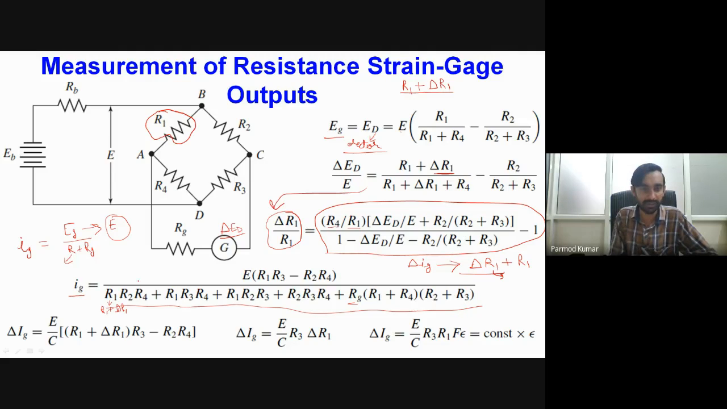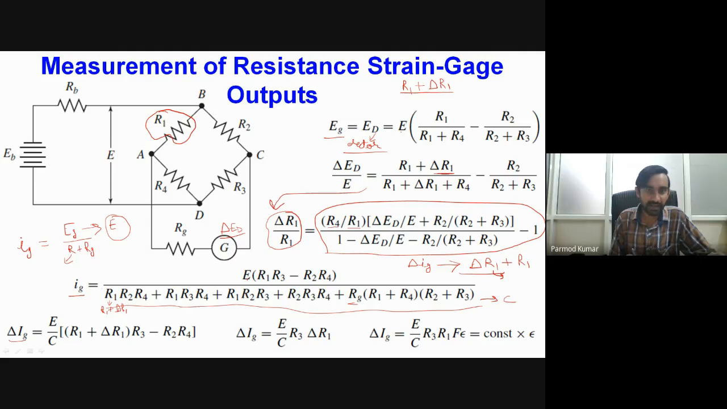So because of that, this entire portion of the denominator I can consider as some constant equal to C. That is what is done over here, while we are considering that the change of the current has happened because of the change in resistance of the strain gauge. So we have considered this entire denominator as some constant parameter C.